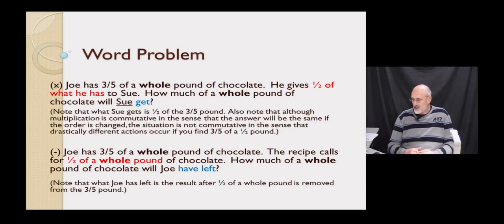With subtraction, there's the problem again, but note that what Joe has left as a result after a half of a whole pound is removed from the 3/5 pound. So again, subtraction is operating on the whole. It's half of a whole pound. Multiplication is taking half of what was there to begin with and trying to figure out how much that is.